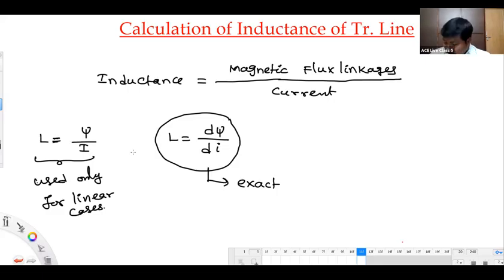Before moving ahead, let me tell you whether the transmission line inductance is a linear one or a non-linear one. That we have to comment on. To do that, I will discuss a little about the BH curves. Just listen here. Very simple thing only.